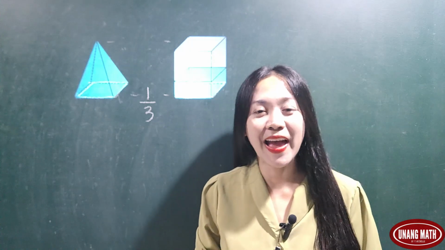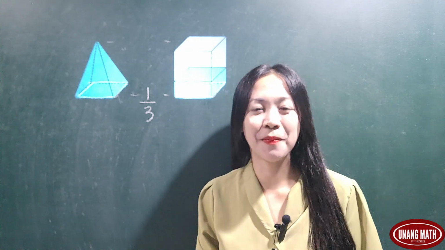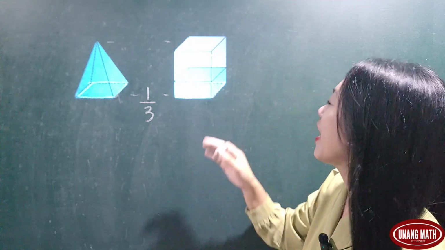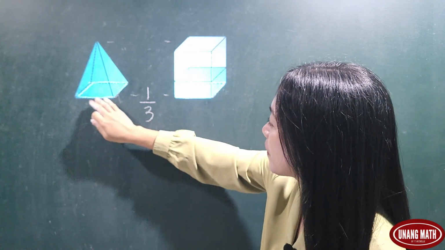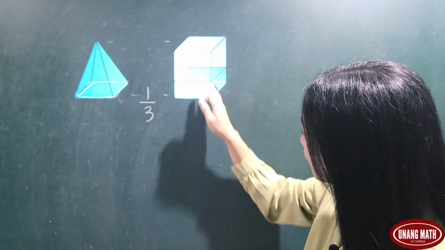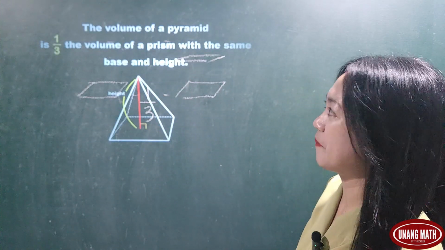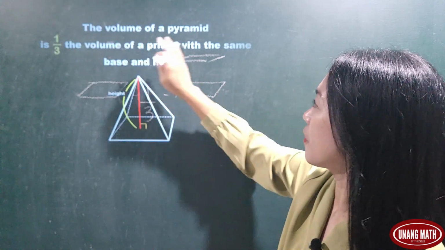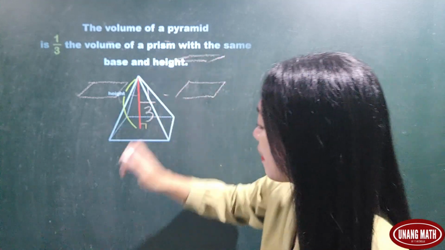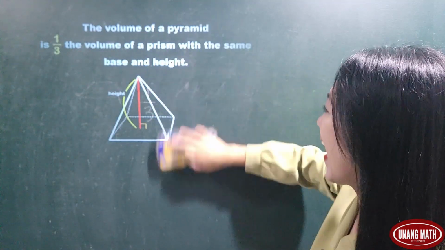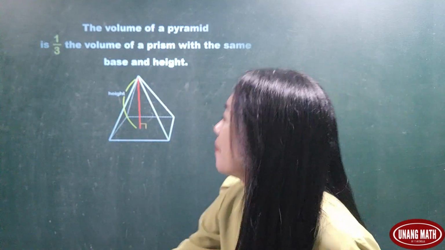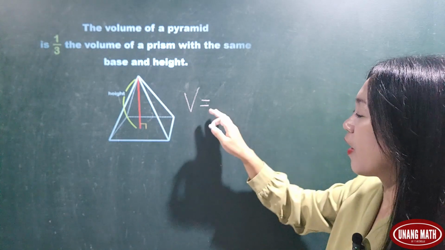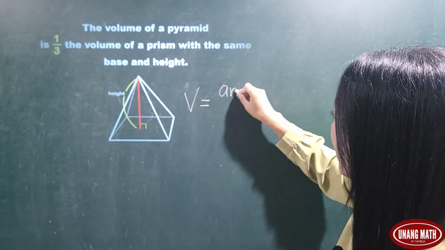But we don't have a video lesson yet about that topic. So for now, I just want you to remember and understand that the volume of the pyramid is 1/3 the volume of the prism. Again, the volume of the pyramid is 1/3 the volume of a prism with the same base and height. So now, to get the volume of a pyramid, our formula would be area of the base times height.